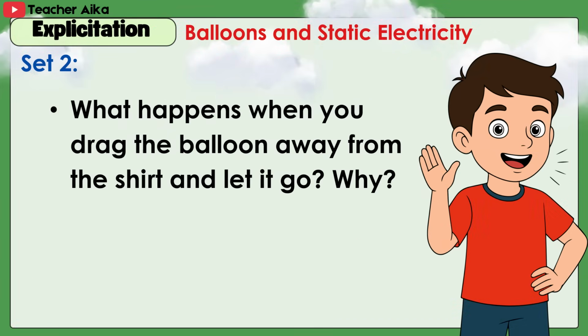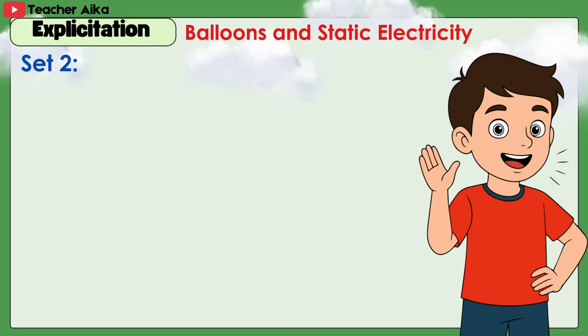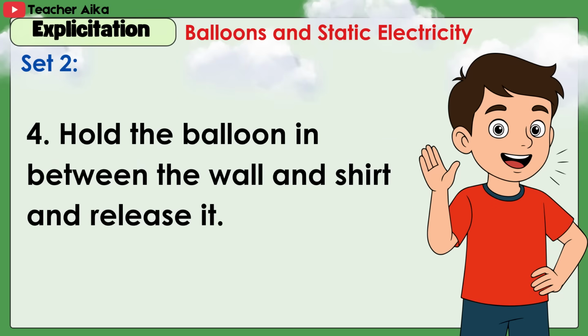What happens when you drag the balloon away from the shirt and let it go? Answer: the balloon moves toward the wall because it attracts opposite charges on the wall. 4. Hold the balloon in between the wall and shirt and release it.